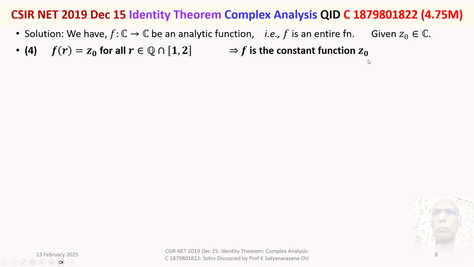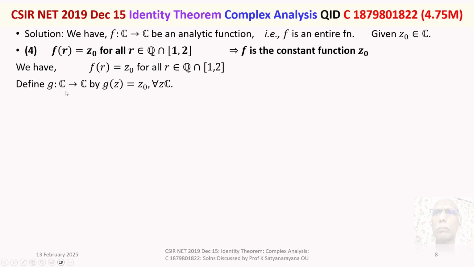z naught. Yes. We have f of r is equal to z naught for all r belonging to Q intersection the closed interval 1 comma 2. Right. For all those rational numbers in the closed interval 1 comma 2, f of r is z naught.